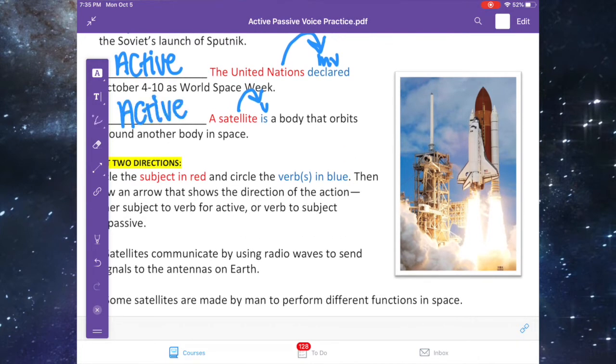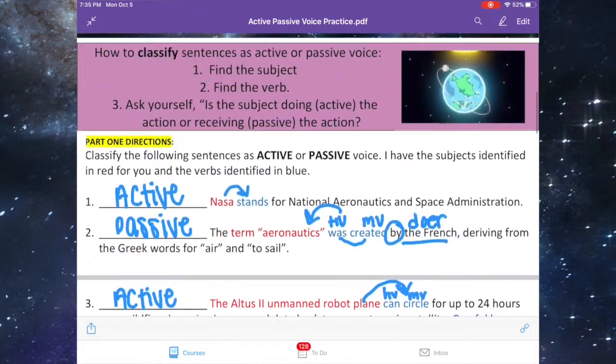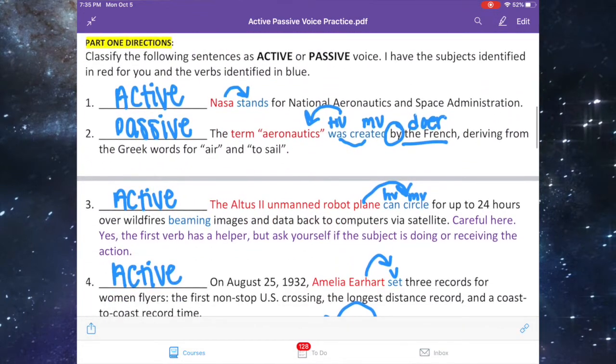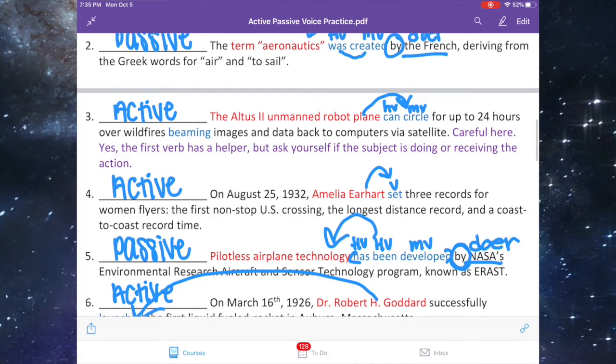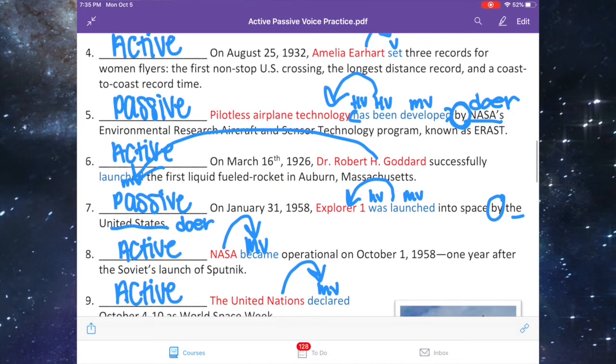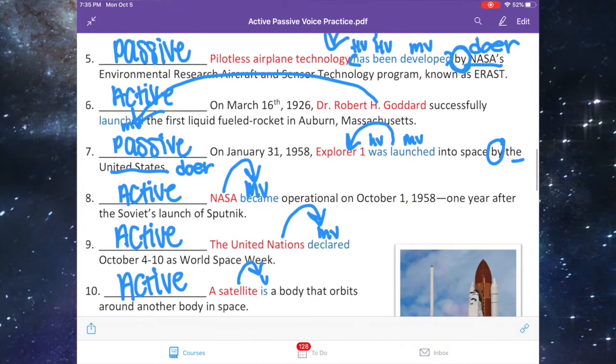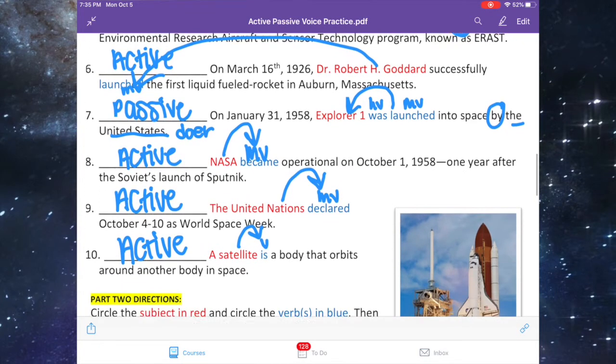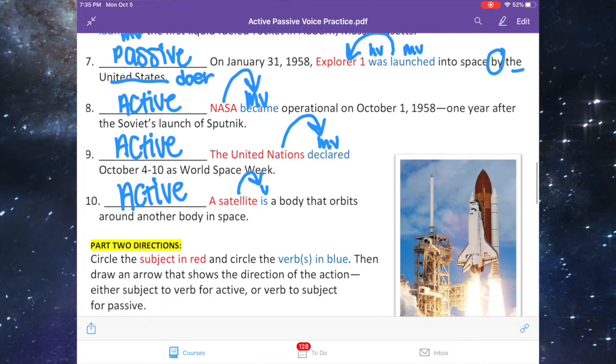So let's review part one and make sure you have the right answers. Number one is active voice, two is passive voice, three is active, four is active, five is passive, six is active, seven is passive voice, eight is active, nine is active, and 10 is active.